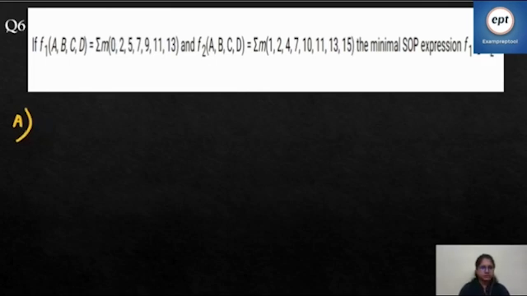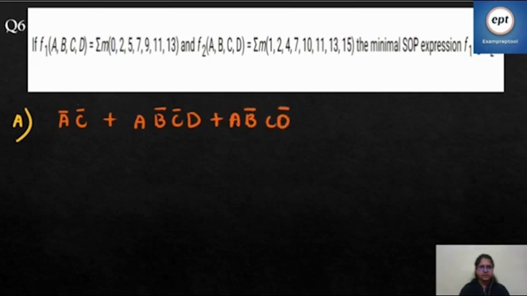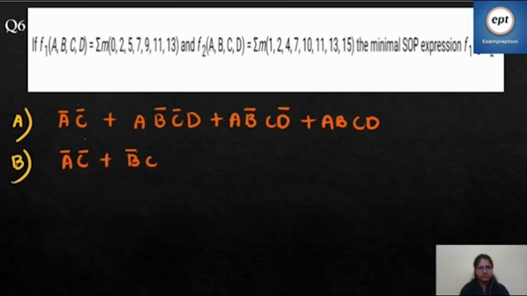So the option A is A bar C bar plus A B bar C bar D plus A B bar C D bar plus ABC. Then option B is A bar C bar plus B bar C D and A B bar C D bar plus ABC.